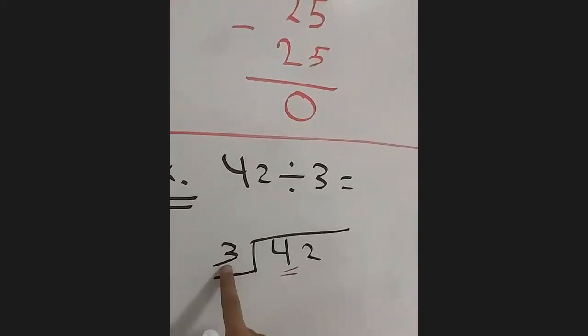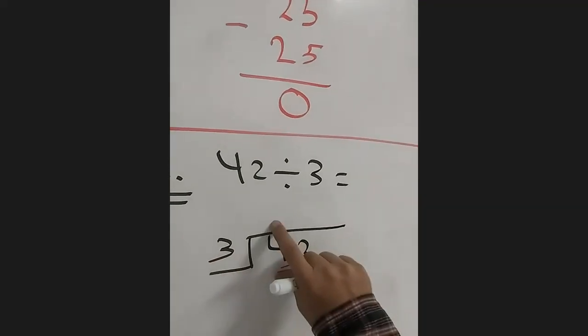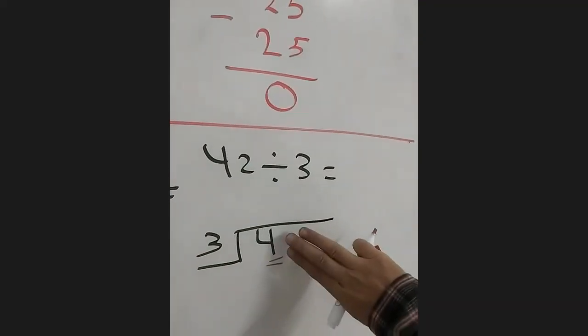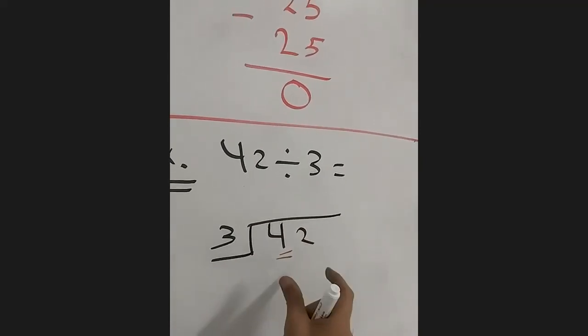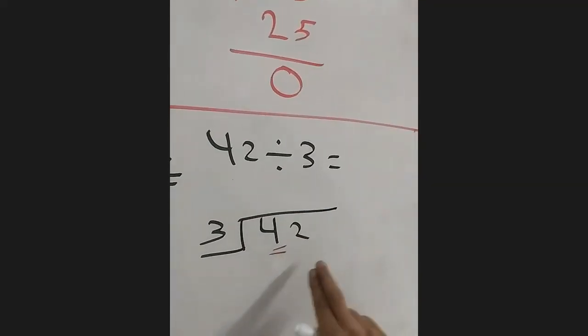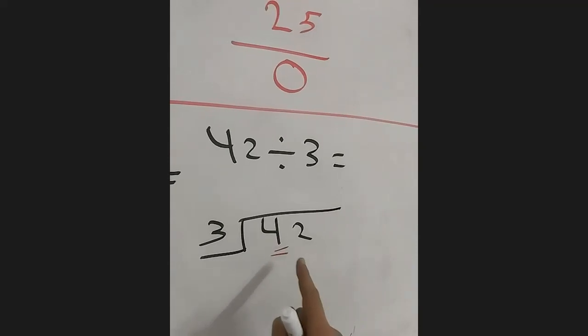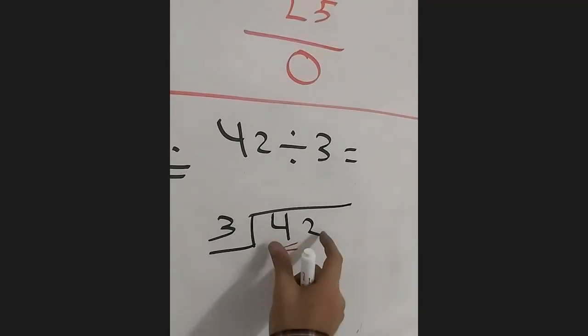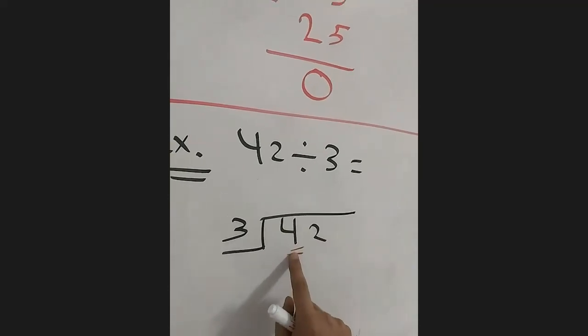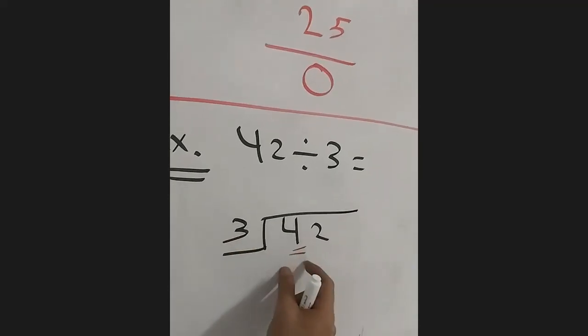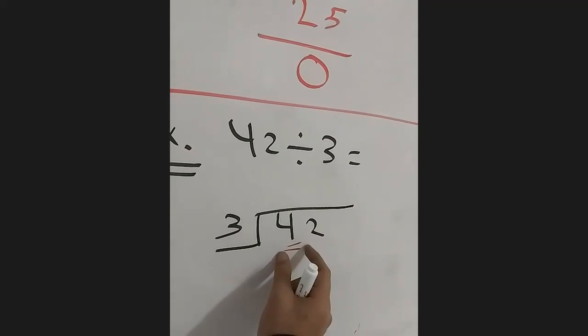Is 4 bigger than 3? Yes. So I can start with 4 only without the 2. Do not start with 42 together. It will be big for you. So start number by number, not both numbers. We can start with the first number if it's bigger than the divisor. The 4 is bigger, so we start with the 4 only.